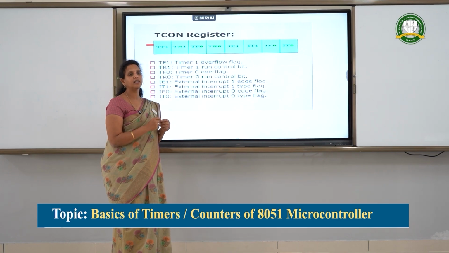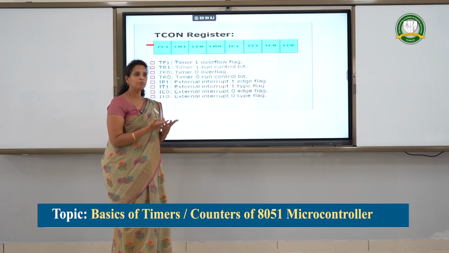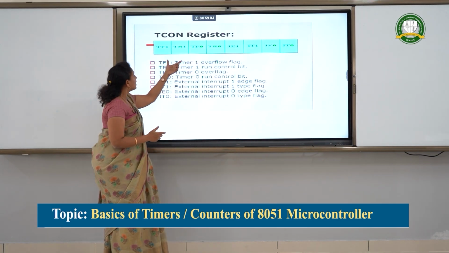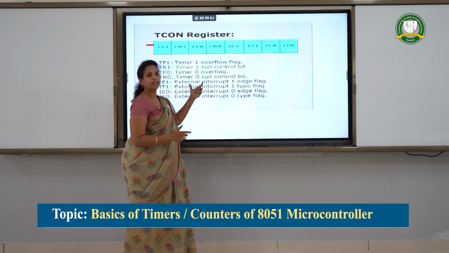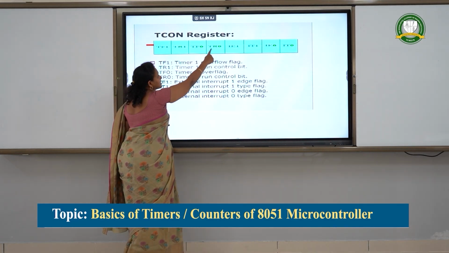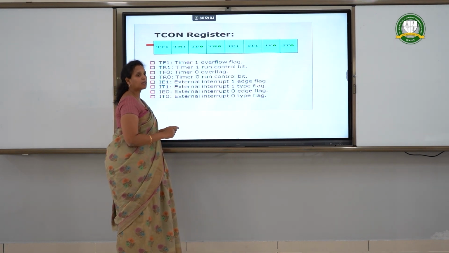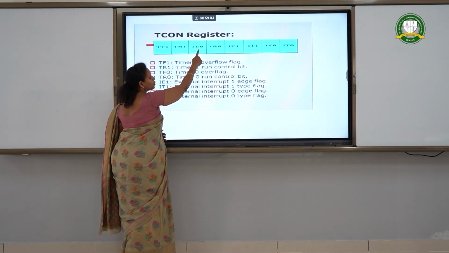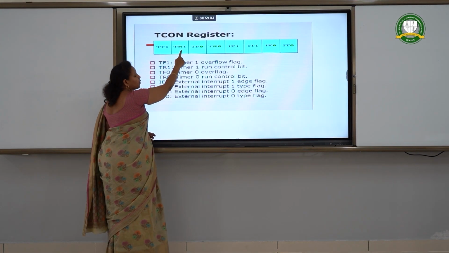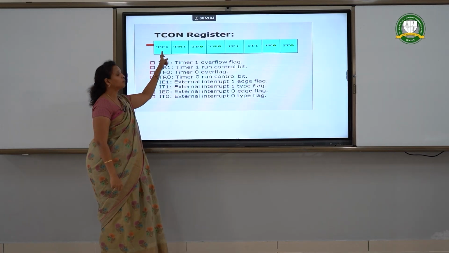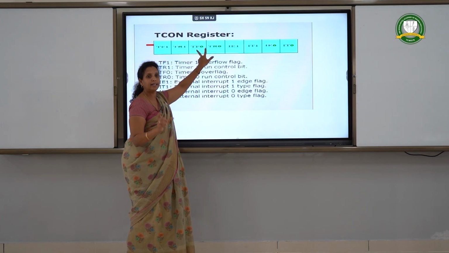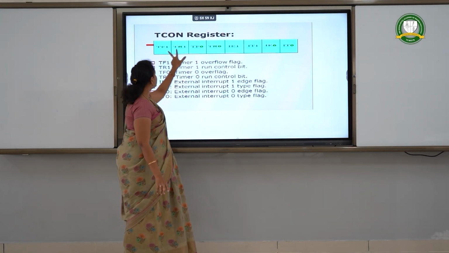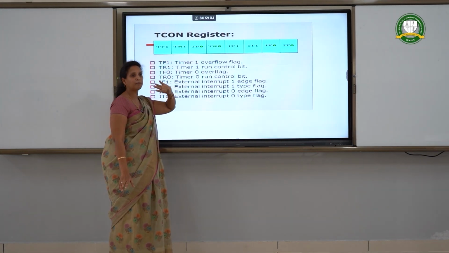Whenever you press it again, the timer register should turn off. Which bit has to be pressed? Similarly, as I mentioned before, the upper 4 bits are the ones dedicated for the timers. TR0 stands for timer 0 run control bit, TF0 the timer 0 overflow bit, TR1 the timer 1 run control bit and TF1 the timer 1 overflow bit. These 2 bits are dedicated for timer 0. These 2 bits are dedicated for timer 1.